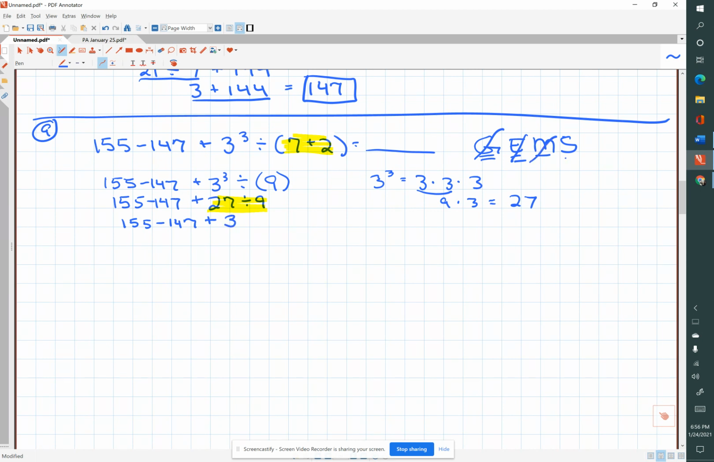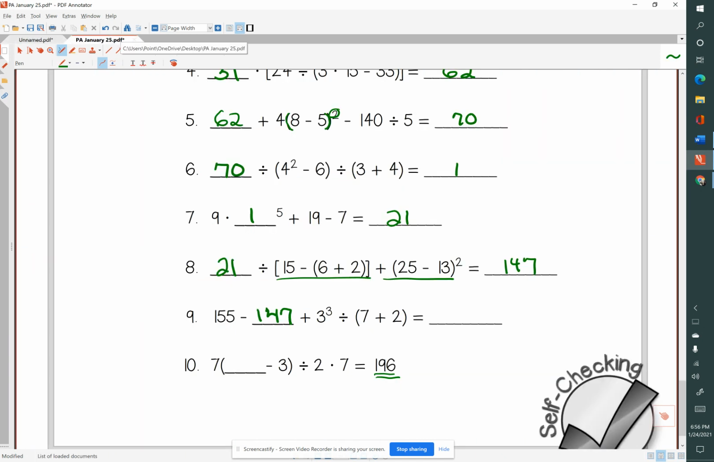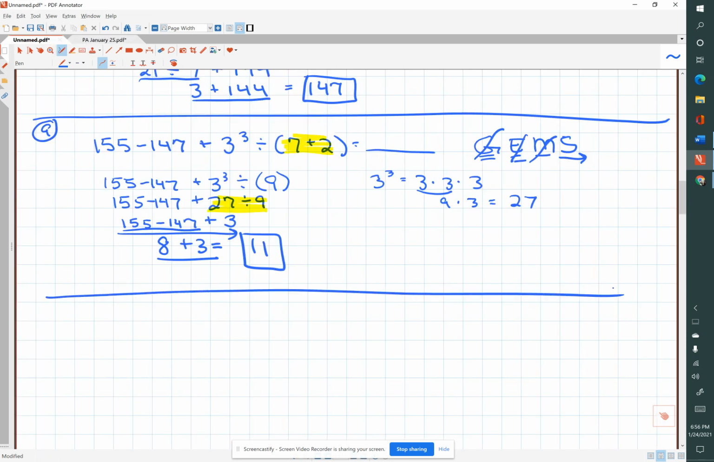Now, all we have is addition and subtraction, so we're going to simply work from left to right. 155 minus 147, so we're just going to do 155 minus 147, which will give us 8. Let me write that a little better. And then we have our plus 3, and all of that equals 11, which is our final answer. Now, we have to prove this 196, so let's get there now.